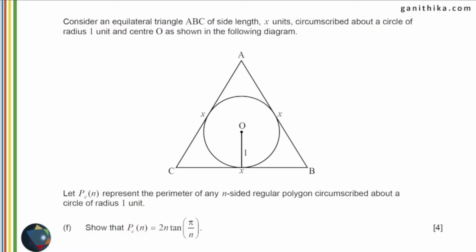Now, for the next part of the question. Now we are going to consider circumscribed polygons. For that, we are going to start with an equilateral triangle. But the question is not asking you to work on an equilateral triangle in this case. It is directly asking you to find the perimeter of an n-sided regular polygon circumscribed about a circle of radius 1 unit, which is given as a notation PC of n, C representing the circumscribed polygon.